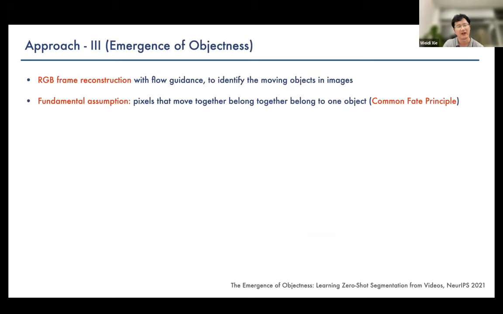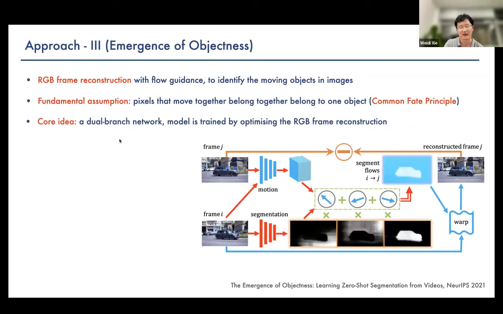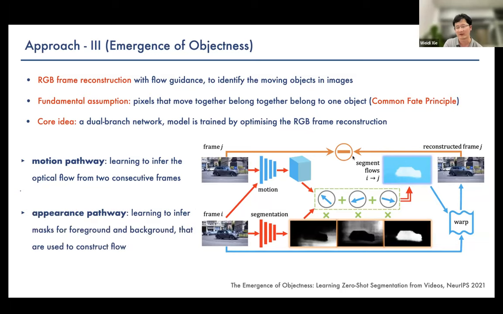And the third idea is a NeurIPS paper from 2021. The idea is to reconstruct the RGB, but actually to me, it's still about reconstructing the flow. And the reason I say this is because they are training two branches. So here, two frames, I and J, are the input to the motion pathway. The motion pathway outputs a flow. And what they do is they sort of quantize the flow, because they use the mean of the flow in a region to represent the whole shape. And they use that to warp the RGB frame and to reconstruct the RGB frame.